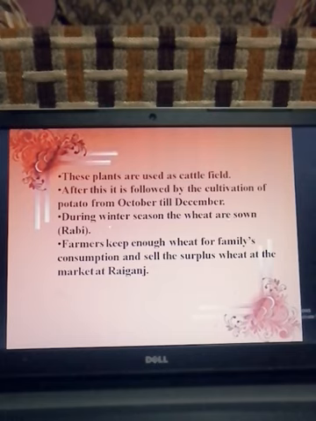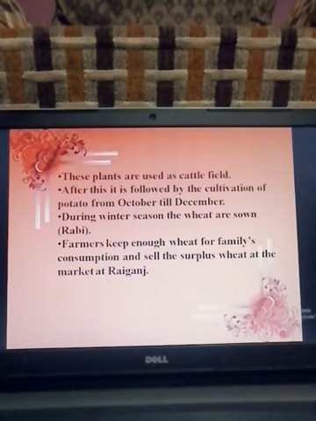It means during winter season you don't have any kind of rain and the water requirement is also less for the wheat, so during that season the wheat is grown. In this way farmers keep enough wheat for the family's consumption and sell the surplus wheat at the market at Raiganj. So in this way, the whole year, whatever they produce, some they'll be selling in Raiganj and some they'll be selling in the other towns.